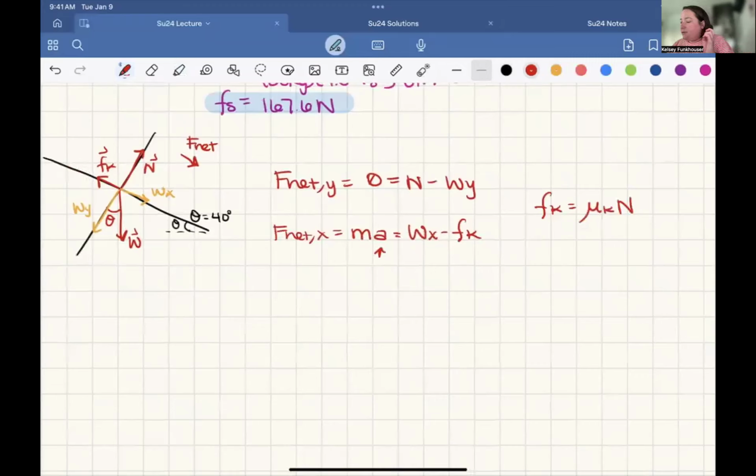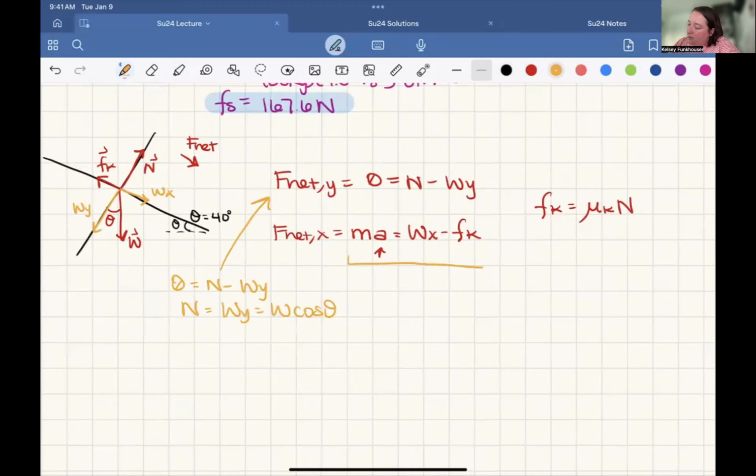And to do that, we need to find the normal force, which is fine because it's right here in this equation. So let's see. 0 equals normal force minus the y component of the weight. If we add the y component of the weight to both sides, we get normal force is the y component of the weight. And that's easy. And let's write what that is. The weight times cosine of theta. Okay, cool. So we have that.